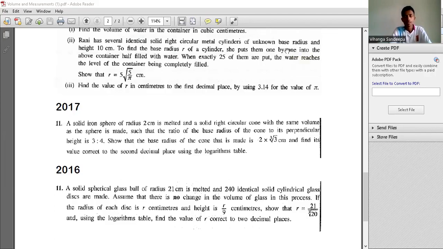So, some different question regarding other. Try to solve that.